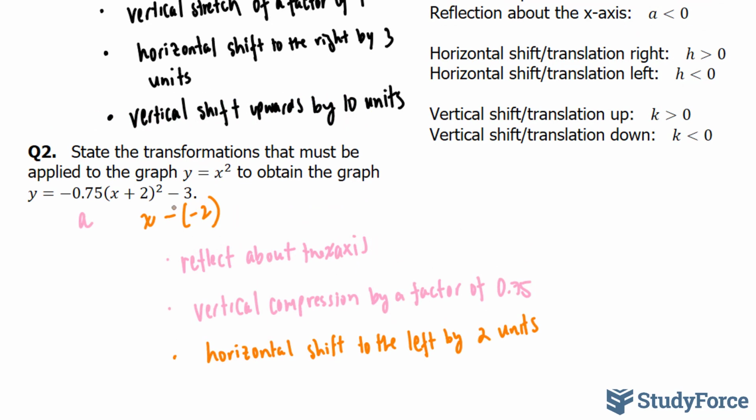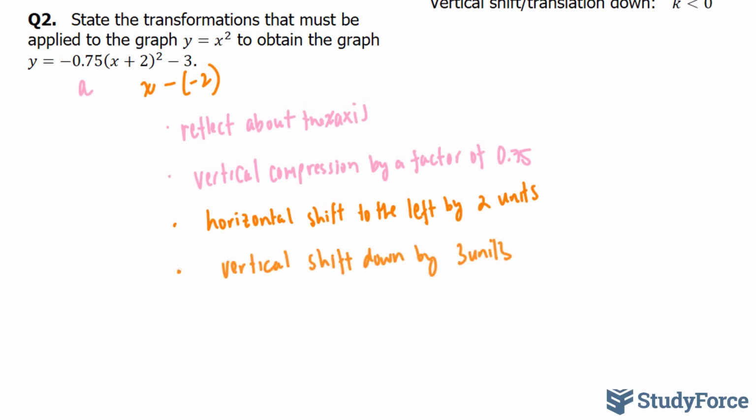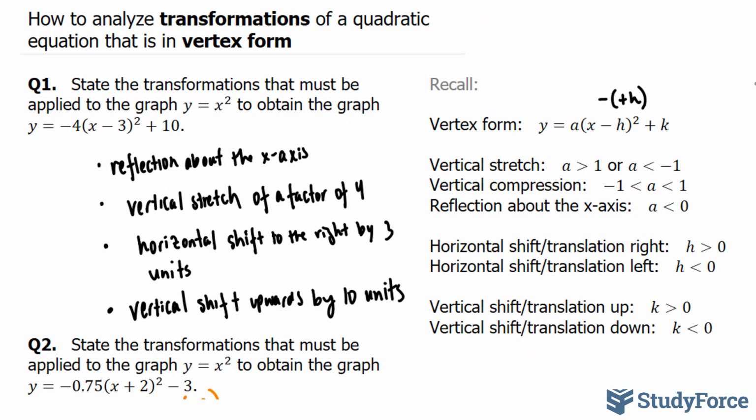And lastly, we have our k value of negative 3. This will produce a vertical shift downwards by 3 units. And so there you have it. That is how to analyze transformations of a quadratic equation that is in vertex form.